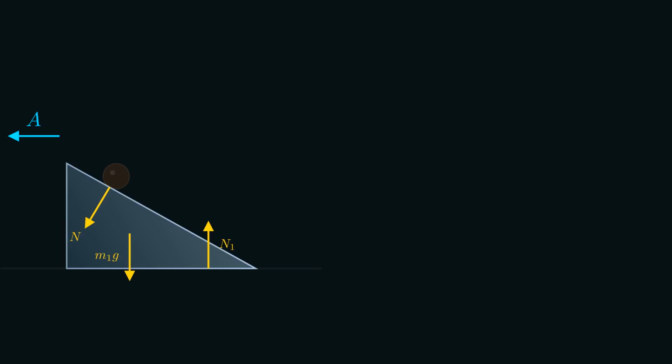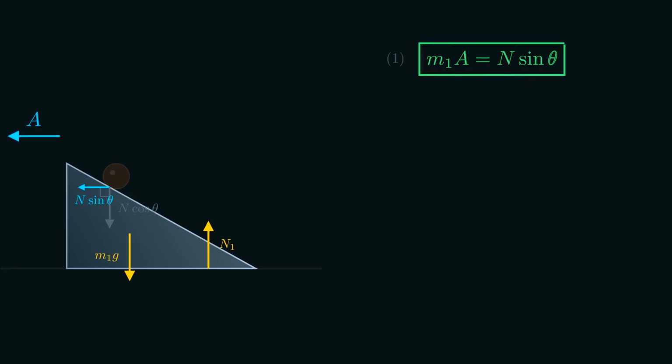Now watch carefully, we break N into two directions. The angle right here is theta. So straight down it gives N cosine theta, and sideways, horizontally, it gives N sine theta. Keep your eye on that horizontal piece, that's the one that matters. And since only that horizontal push drives the wedge sideways, the wedge equation is beautifully simple, m1A equals N sin theta. One equation in the bag.